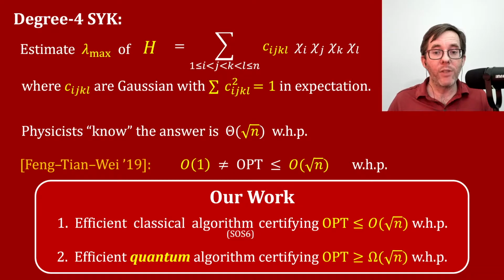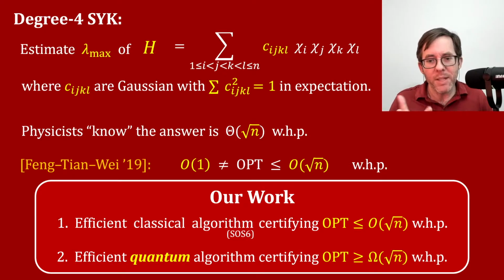Second, we give an efficient quantum algorithm that with high probability certifies that a random instance has optimum at least order square root n. Now, a few words about this second item. First, forgetting all about algorithms, this is the first rigorous mathematical proof that the optimum value of SYK instances is indeed as large as order square root n with high probability.